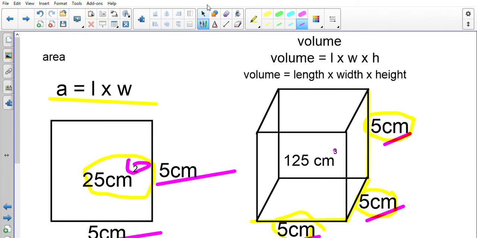Okay, hopefully that helps out with a bit of the background that we need to know for 3D shape, helps out with shape names, shape properties, shape nets, and with volume. This is information that you're going to need to use this week for your maths.